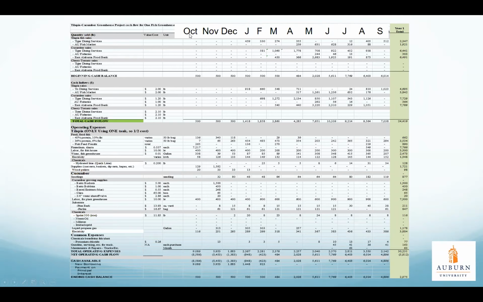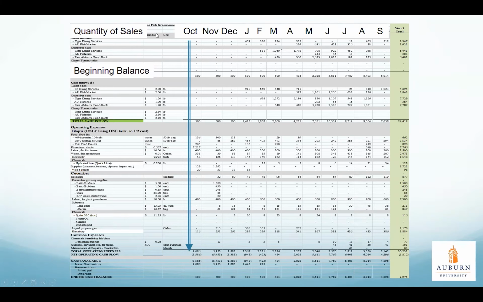And you can see we have the months from October through September. That's the year we've been operating on. And you have a beginning balance on this slide. And then above that, you have the quantity of sales. And when that quantity of sales is multiplied by the selling price, we get our receipts. Here's our receipts in here.